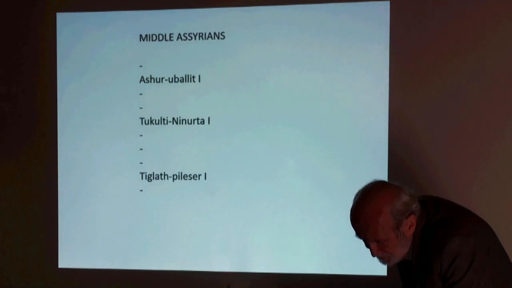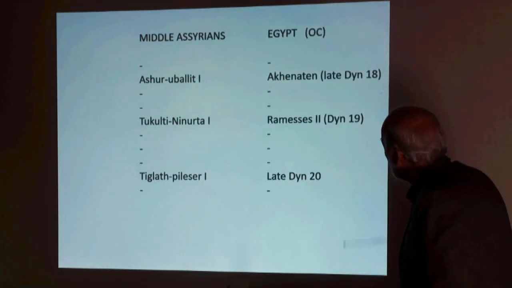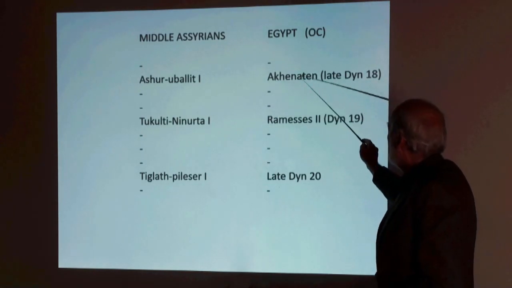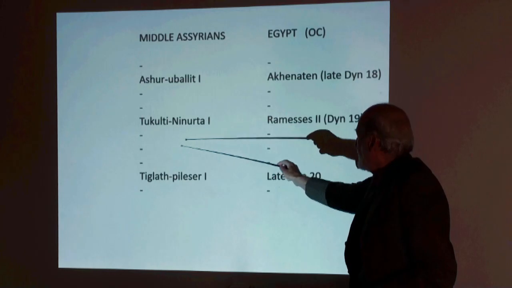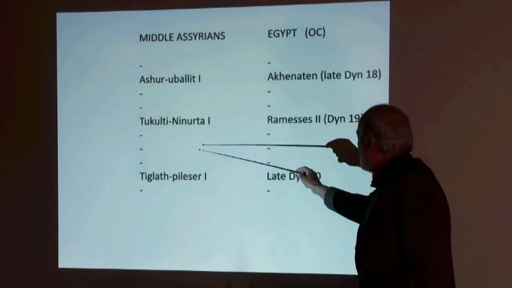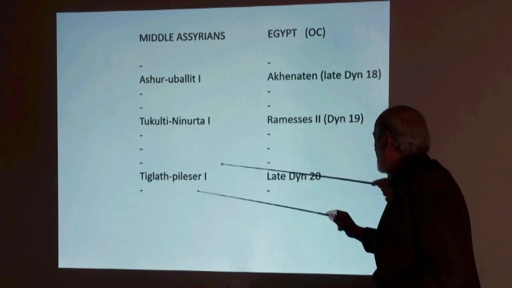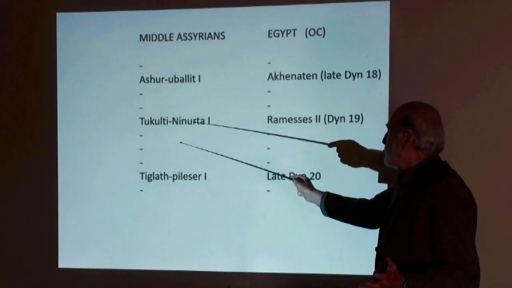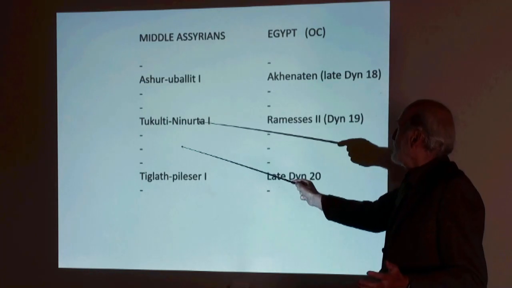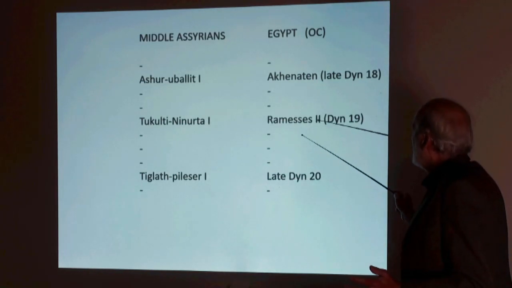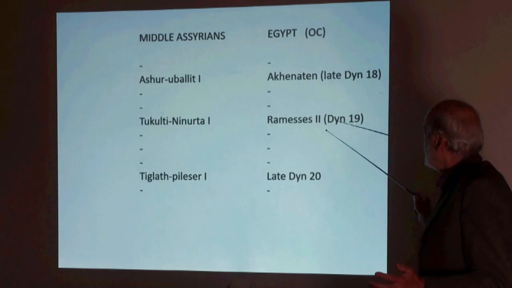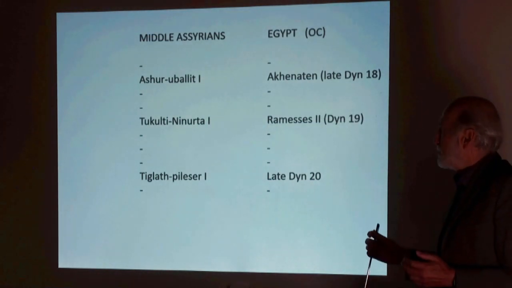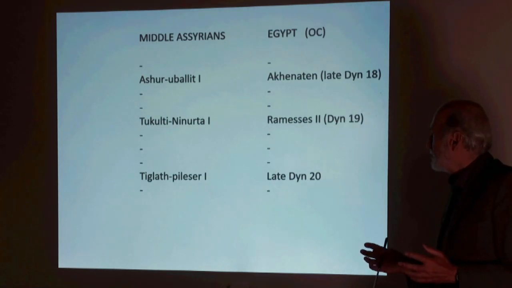comparing this to the Orthodox Egyptian chronology, it's Ashur-uballit the First, who's contemporary with Akhenaten in Egypt, not our proposed Ashur-uballit the Second, who would be here somewhere. And nicely, for the Orthodox chronology, we've got Tukulti-Ninurta the First contemporary with Ramesses the Second of Dynasty 19, which seems to have been confirmed with the items found in Room A at Dur-Katlimmu.